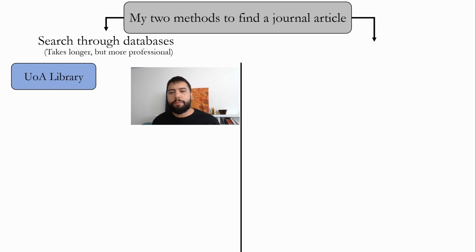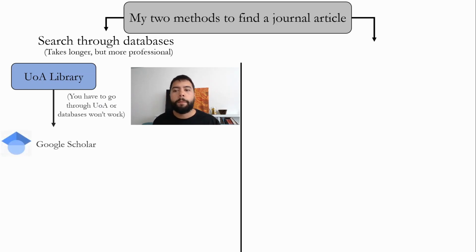This video is made for University of Auckland students, but this applies to basically anyone going to university: you need to access these databases through your university website. The reason is that if you don't, you have to pay for the articles. Articles cost money, maybe like $15, but you don't have to pay those fees if you go through your university, because your university already pays those fees for you.